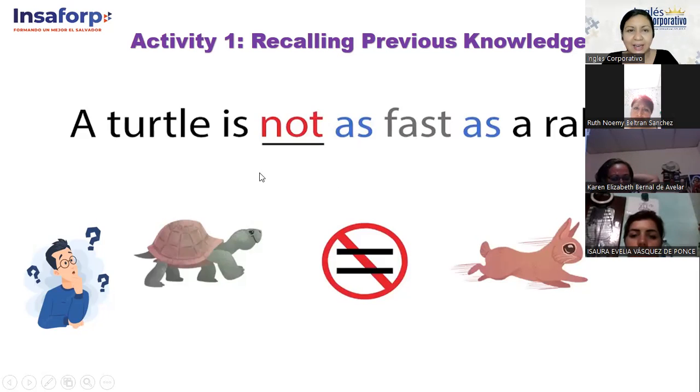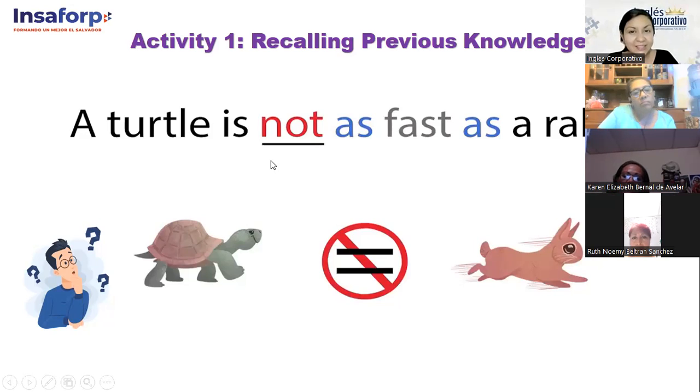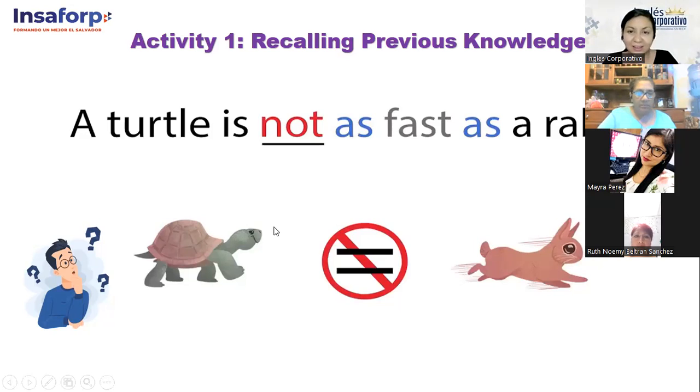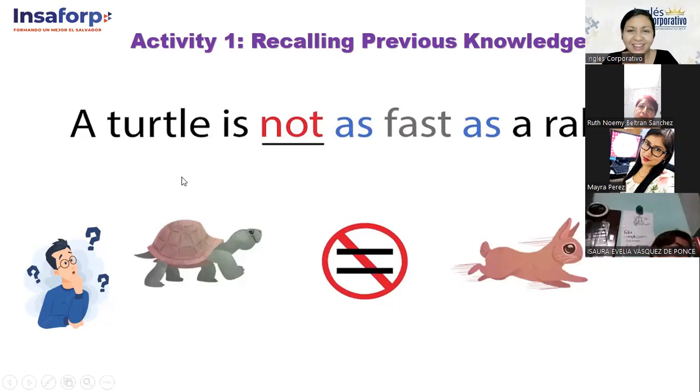But we can say that a cat is as fast as a rabbit. Is a cat as fast as a rabbit? What do you think? Maybe, I think so, because my cat is very fast. Maybe, because I have three turtles and they are fast. No, it's slow to walk. See? Your turtles. Yes. Oh, okay, good.